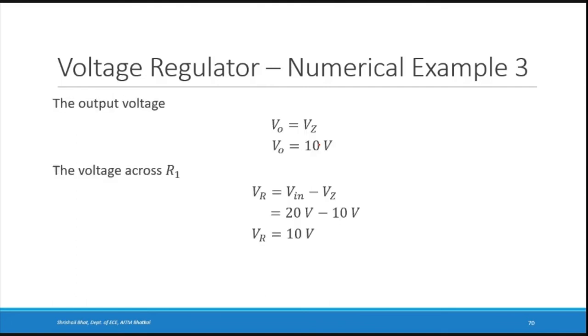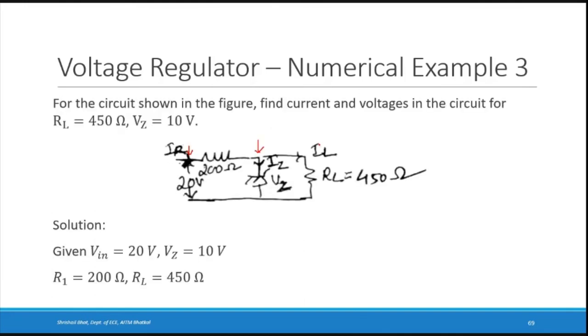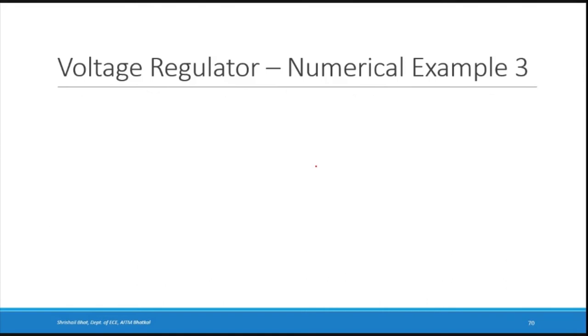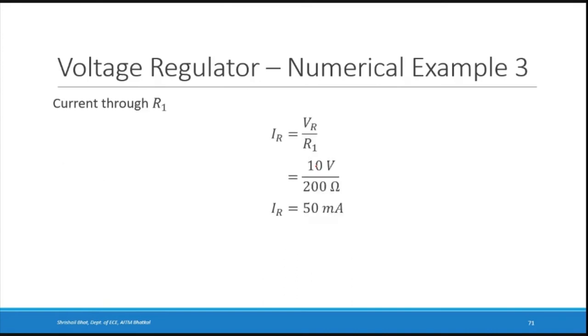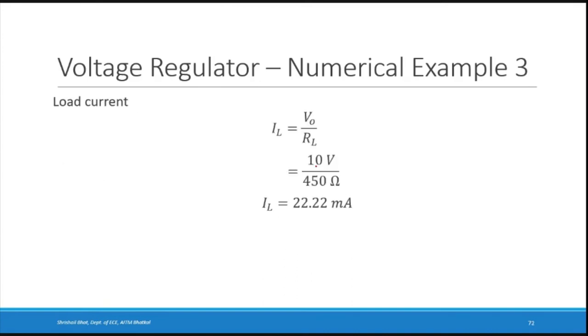Now I have to find the current through the Zener diode IZ. So what is my current through the Zener diode IZ? From the circuit, this current is IR, right? The current entering the Zener diode is IZ. The current through the load is IL. So IR is equal to IZ plus IL. So what is IZ equal to? It is IR minus IL, right? IZ is equal to IR minus IL.